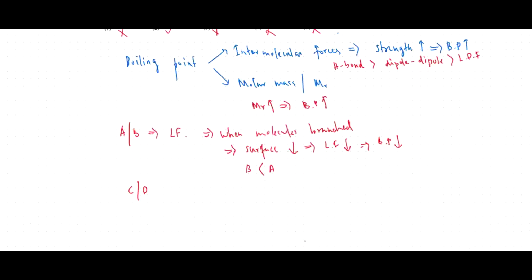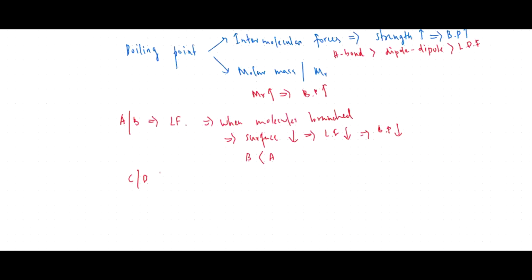So if we compare the boiling points, B has the least boiling point, and then A, and then C, and D, and E has the highest boiling point.